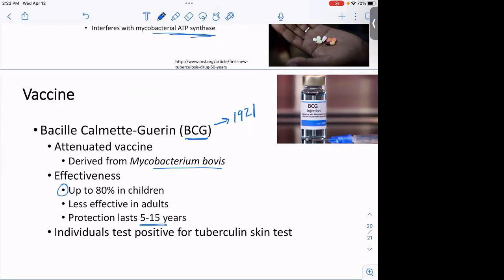We don't routinely vaccinate in this country just because it's not all that common. And then if you do end up getting it, it just complicates the whole diagnosis process. But people that are vaccinated tend to have a little bit milder form of TB if they do get it. Okay. All right, questions, anything about TB?